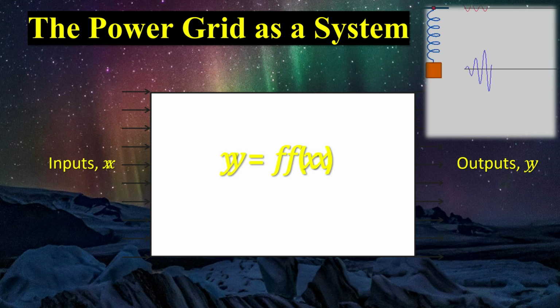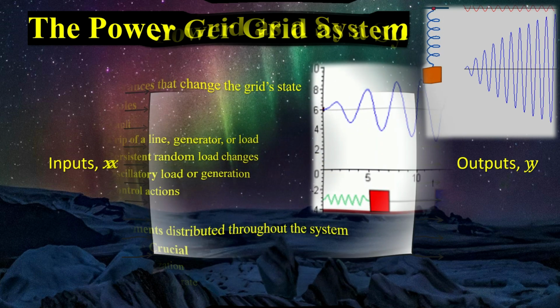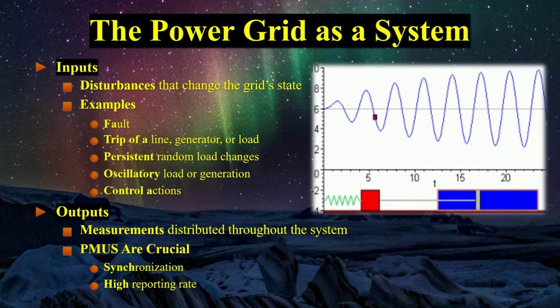Here are some examples. 1. Traditional generation. Fossil, hydro, and nuclear plants can cause forced oscillations due to the mechanical processes involved in power generation. 2. Alternative generation.